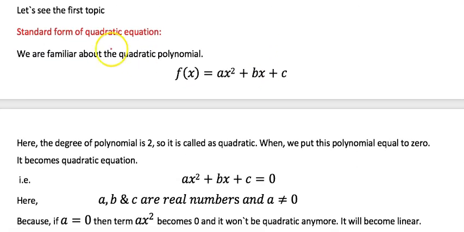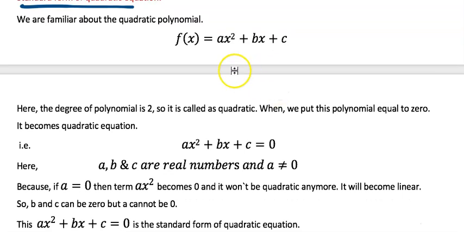And now if I talk about the standard form of a quadratic equation, what is it? The standard form is f(x) = ax² + bx + c. This is the standard form of a quadratic polynomial.